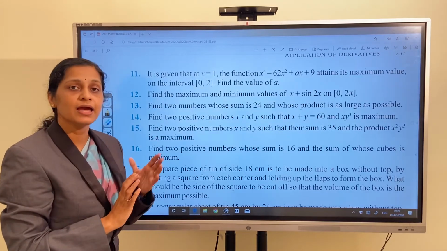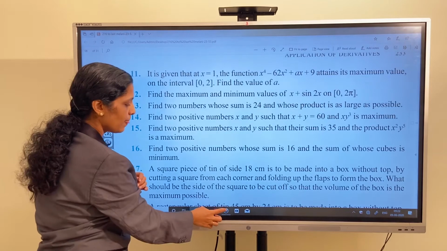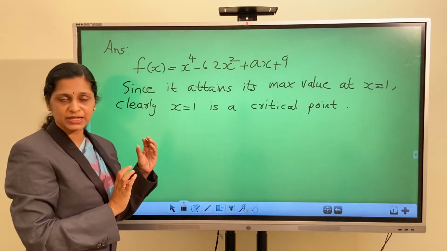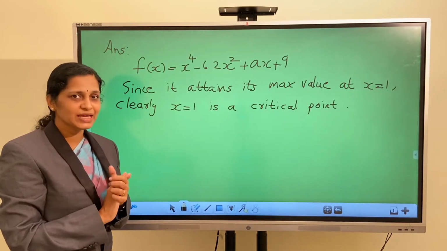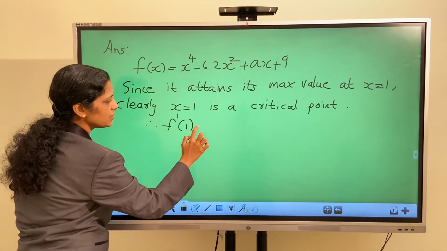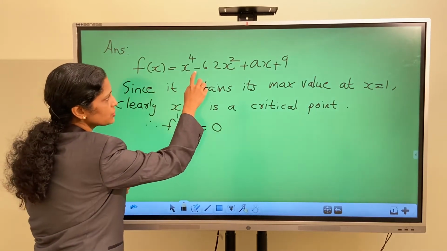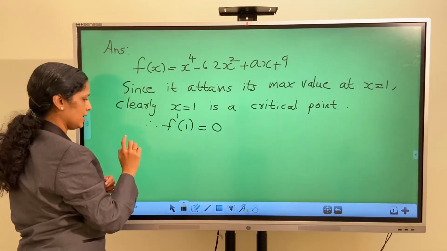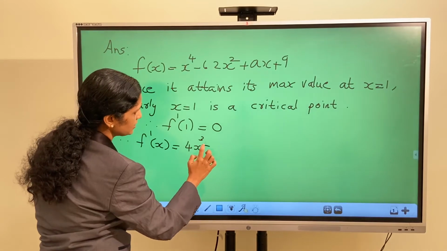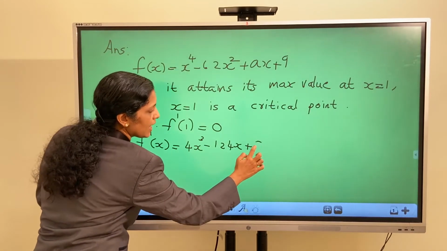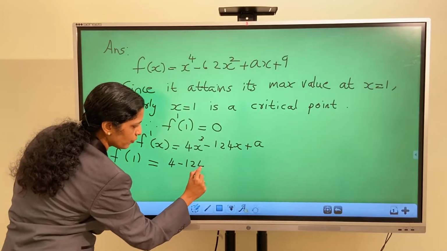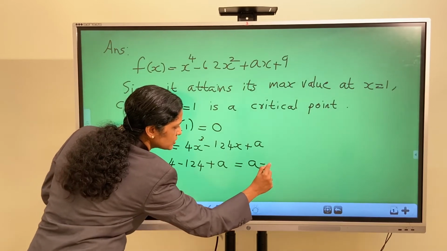Therefore, clearly we can say that x is equal to 1 is a critical point for the function. Then we obtain critical points by putting f dash x is equal to 0. Therefore, f dash 1 is equal to 0. Here f of x is x raised to 4 minus 62x squared plus ax plus 9. Therefore, f dash x is equal to 4x cubed minus 124x plus a. Therefore, f dash 1 is equal to 4 minus 124 plus a, that is equal to a minus 120.